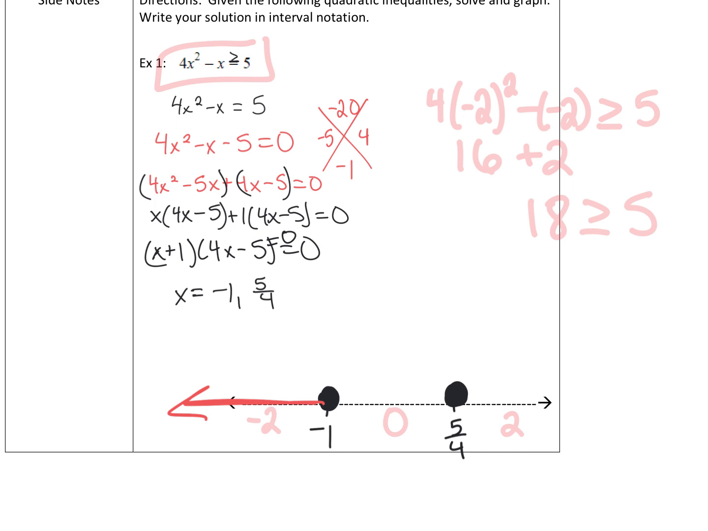When you plug in 0, what does the left side equal? 0. Is 0 greater than or equal to 5? Nope, that's not true, so don't shade the middle. Now you're plugging in 2. It equals 14. Is 14 greater than or equal to 5? Yep. So we should shade that. Make sense?